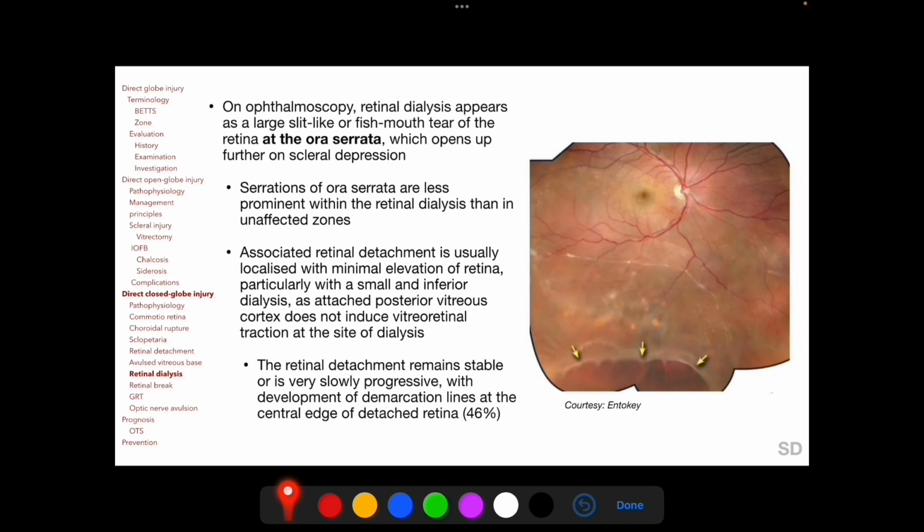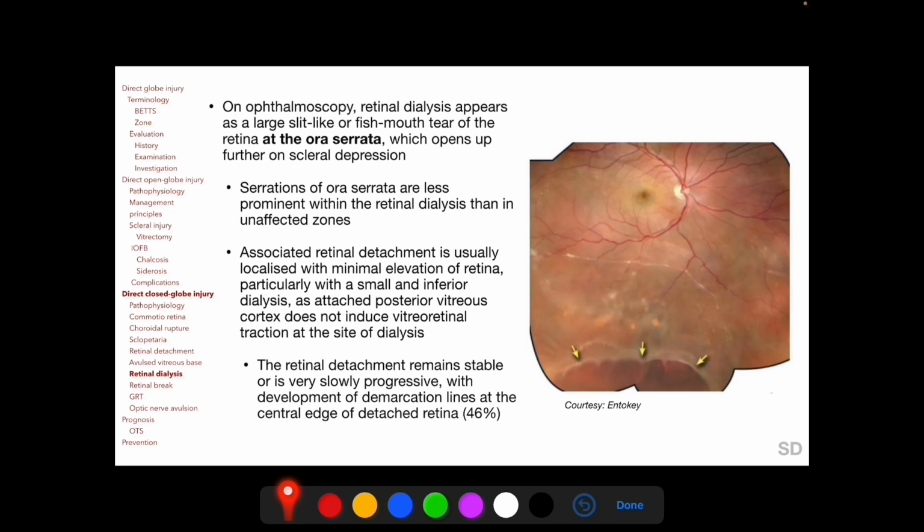On ophthalmoscopy, a retinal dialysis appears as a large slit-like or fish-mouth tear of the retina at its insertion at the ora serrata, which opens up further on scleral depression, and the serrations of the ora serrata are less prominent within the retinal dialysis as compared to unaffected zones.